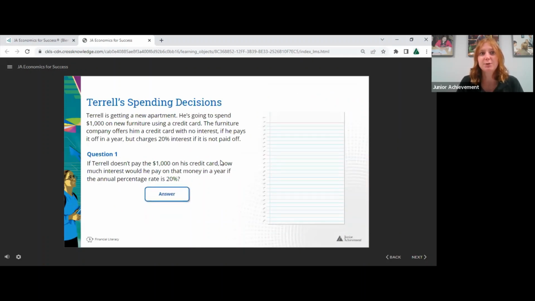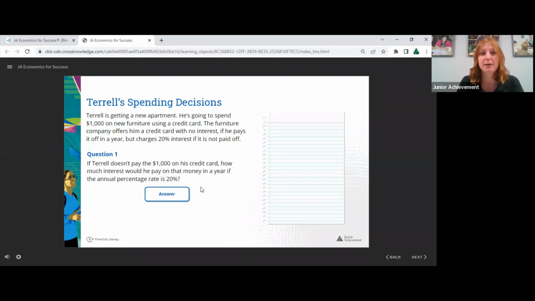The next thing we're going to do is talk about Tyrell's spending decisions. Now, all of Tyrell's decisions do have a little math involved. So if your students are struggling, again, the point of this activity is not to decide if they can do math or not. It is to talk about budgeting, credit versus debit, smart decisions with your money. So please help the students with their answers. And if you run out of time, you can just talk to the students about it and click the answer.